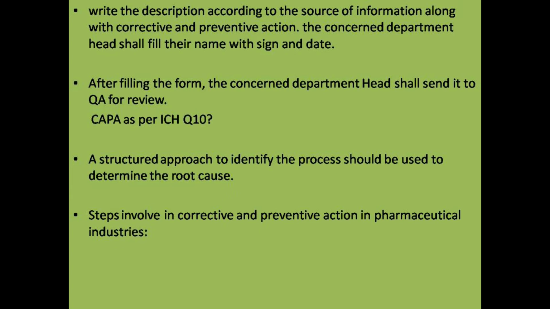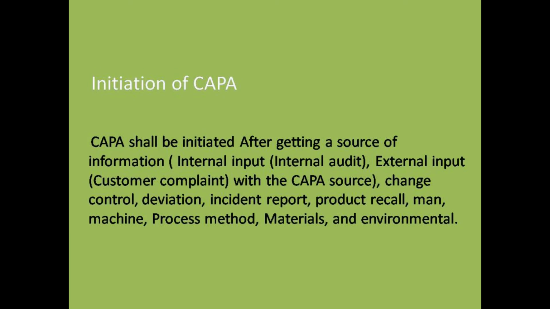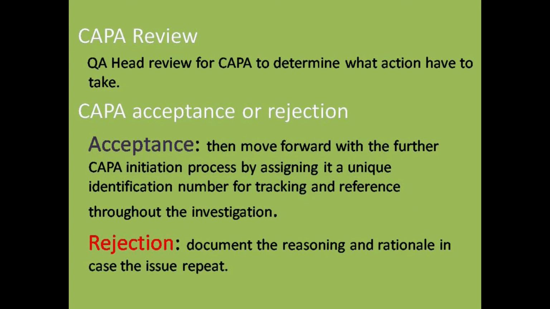Steps involved in corrective and preventive action in pharmaceutical industries. Identification. This is the initial step in the corrective and preventive process, which involves defining the clear problem and source information. Do documentation of available evidence for further use throughout the investigation process. Initiation of CAPA. CAPA shall be initiated after getting a source of information (internal input, internal audit, external input, customer complaint with the CAPA source, change control, deviation, incident report, product recall, man, machine, process, method, materials, and environmental). CAPA review. CAR head reviews the CAPA to determine what action has to be taken.